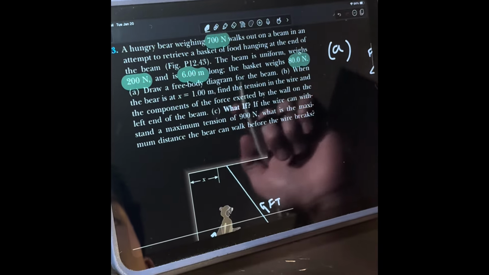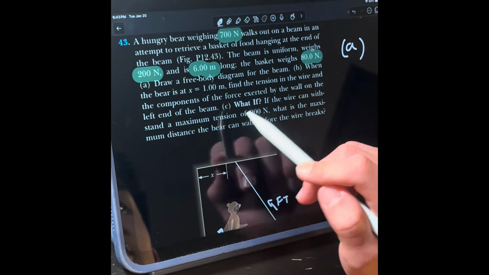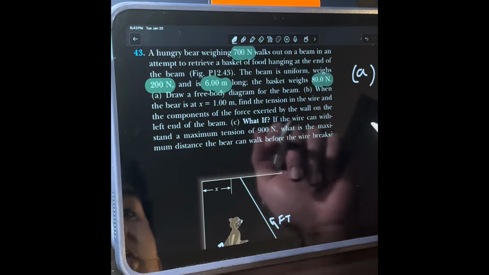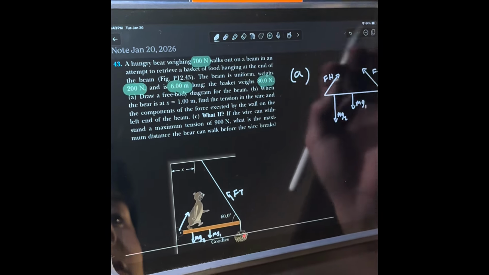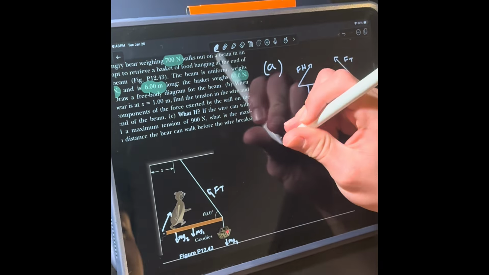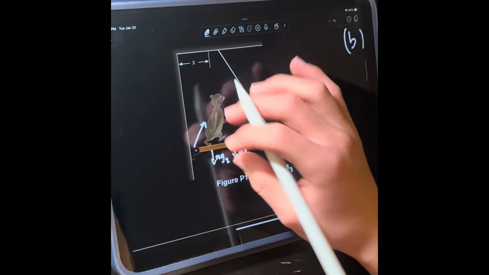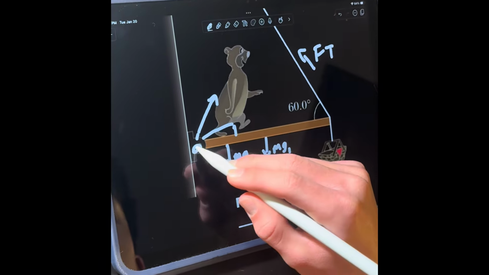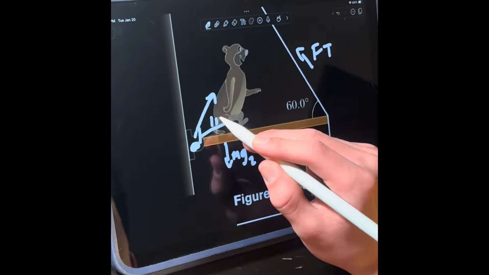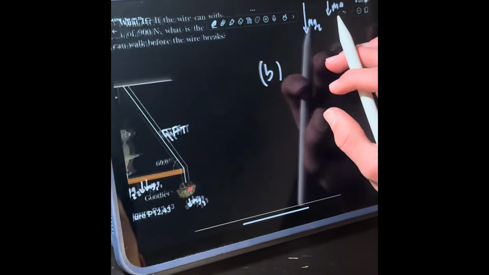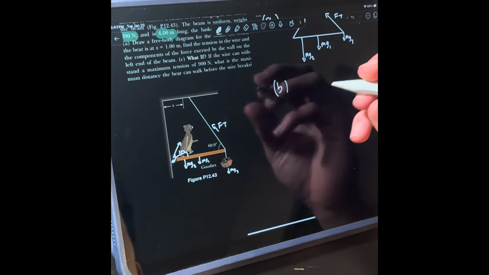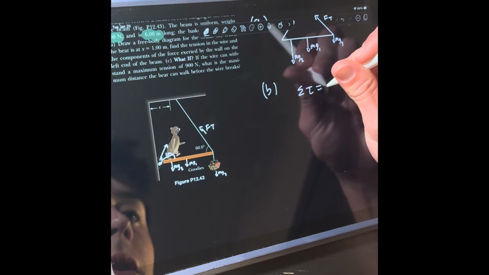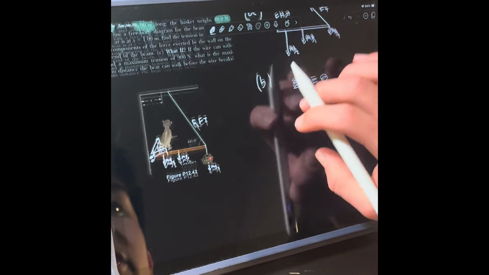Next, now that we have solved part A, we want to do part B. It says, when the bear is at x equals 1 meter, find the tension in the wire and the components of the force exerted by the wall on the left end of the beam. So first, we're going to solve for the tension. Now the bear is 1 meter away, and we're going to set our axis of rotation right here. To solve for the tension, we're going to start with net torque equals 0. So we're going to list all of our torques.